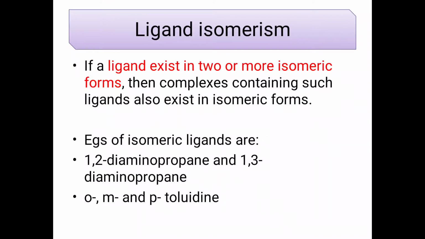Then we see ligand isomerism. This isomerism occurs if a ligand exists in 2 or more isomeric forms. That is, the ligand itself has isomers. Like 1,2-diaminopropane and 1,3-diaminopropane, the molecular formula of these two is the same, but the structures of these two are different, and therefore you see ligand isomers. Another example is ortho, meta, para toluidine.